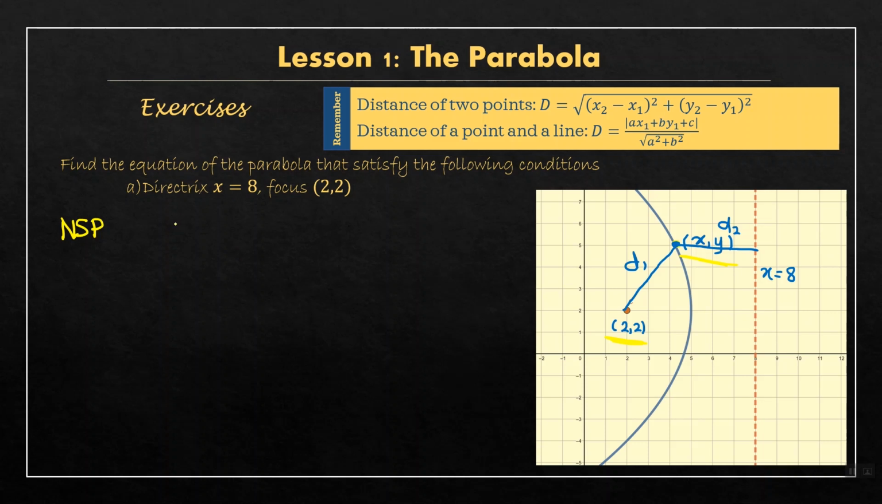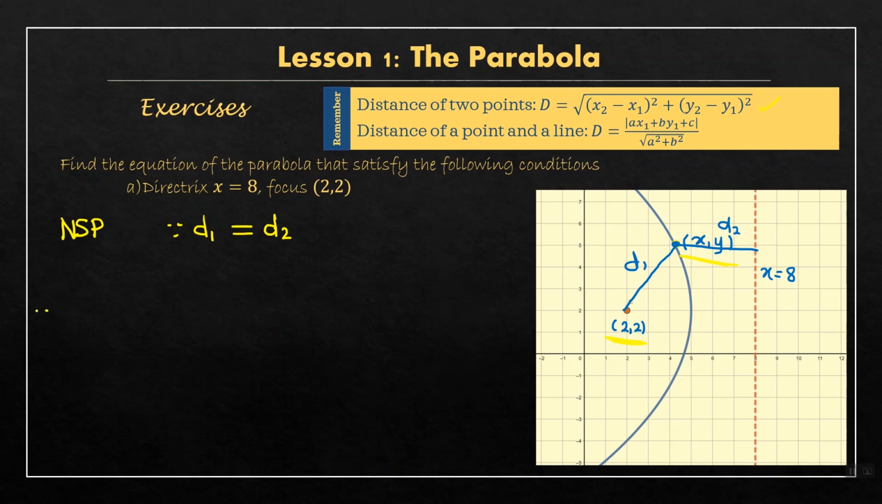We'll write the following. We'll write, because d1 should be equal to d2. They're equal because it's a parabola, right? And in the parabola, the distance from the point to the focus equals the distance from the point to the directrix. D1 is the distance between 2 points. I'm going to use the first rule here, the first rule on top. So how do we do that?